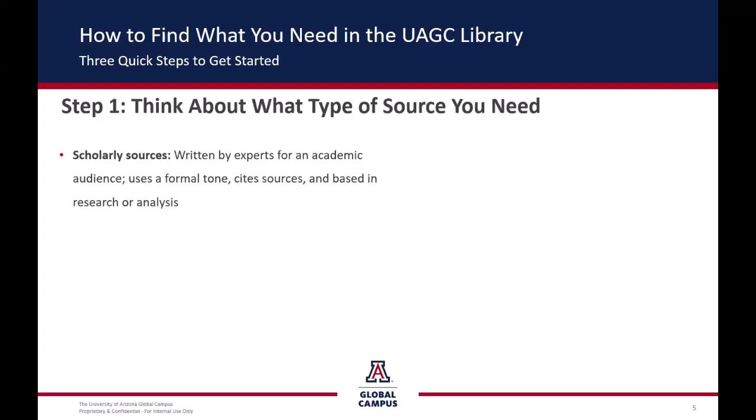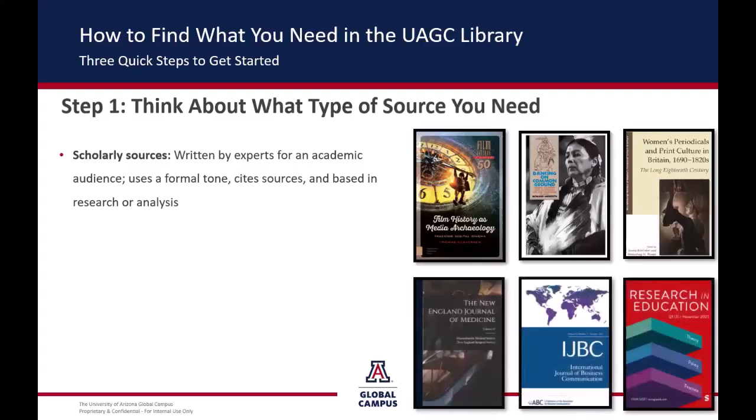Now, I mentioned scholarly sources. These are sources written by experts for an academic audience. They use formal language. They cite their sources. They're based in research and analysis. Examples include academic journal articles and scholarly books, typically from academic presses.